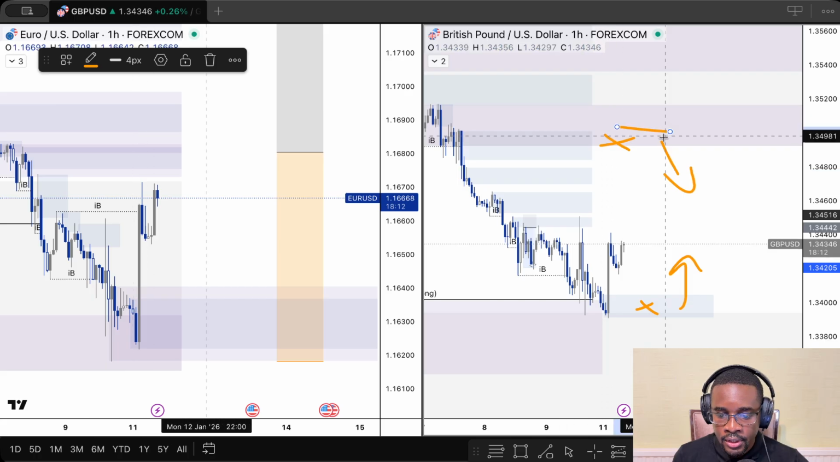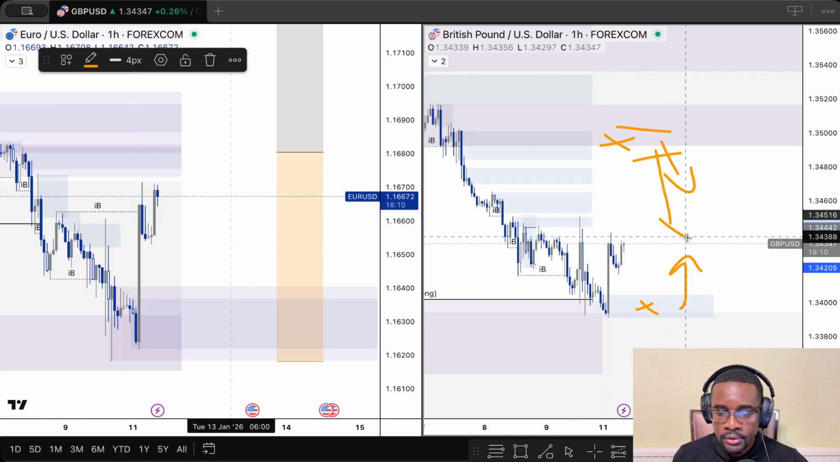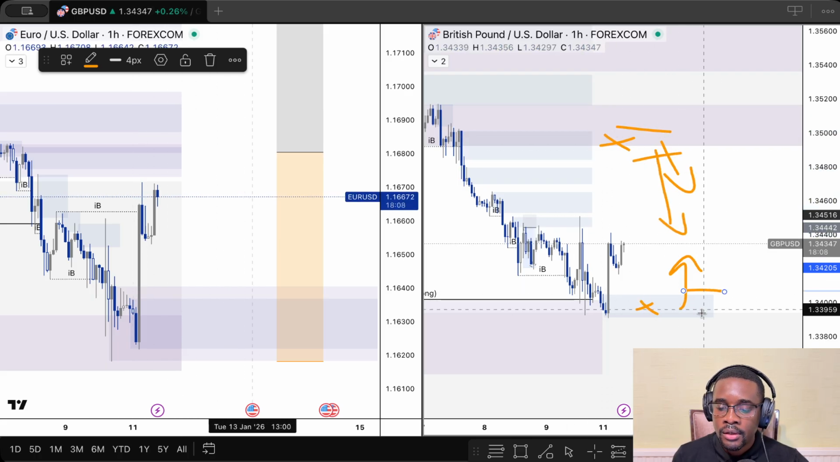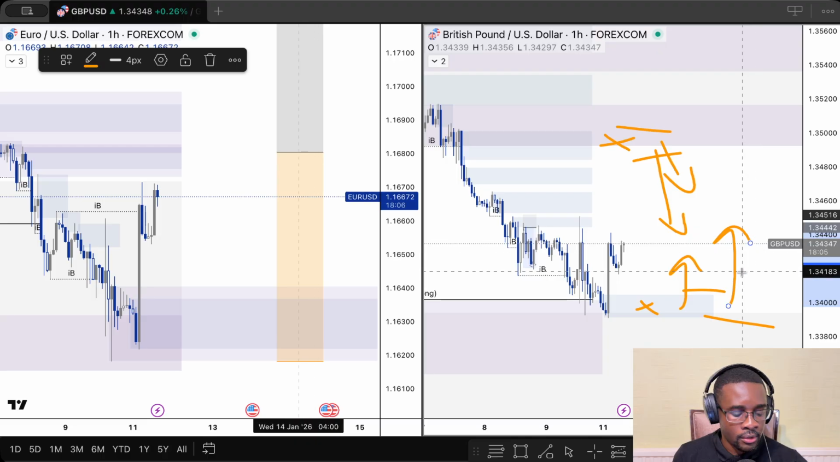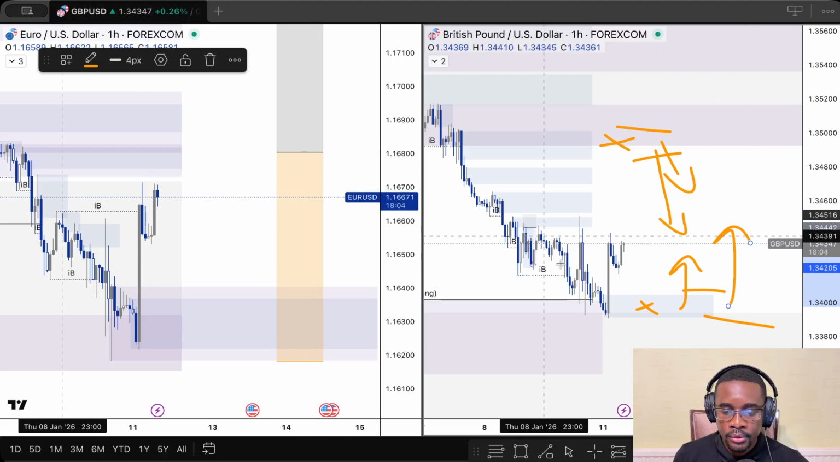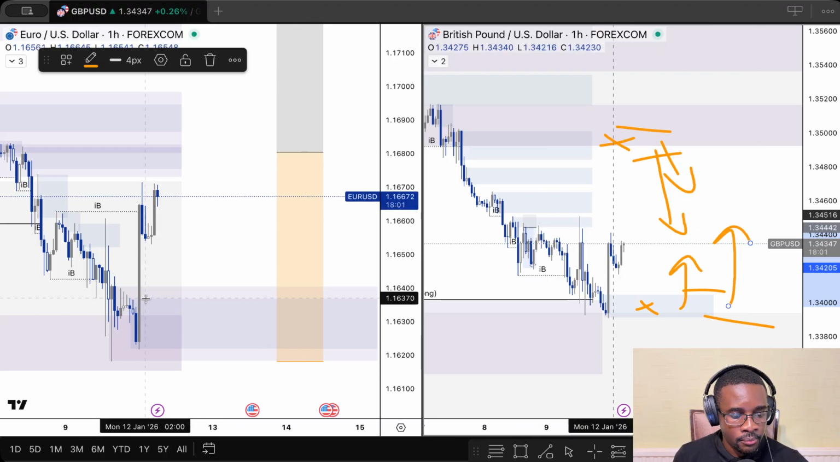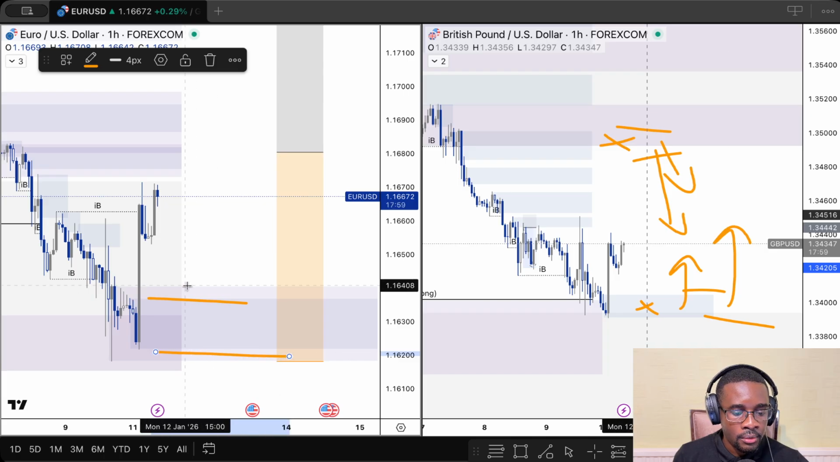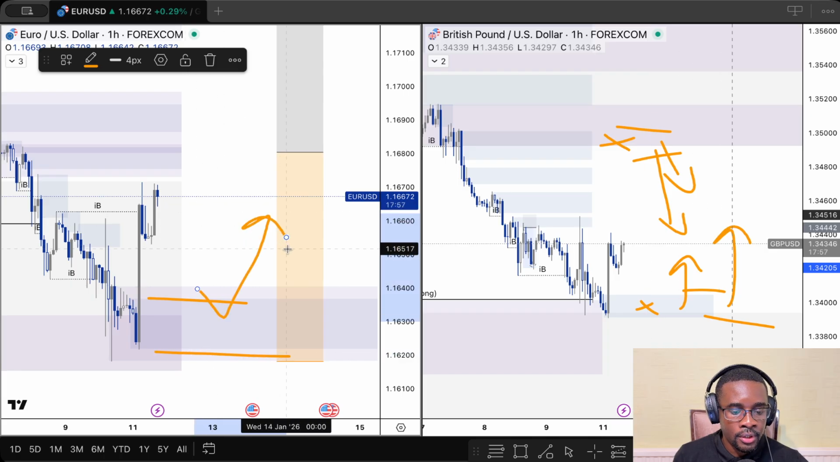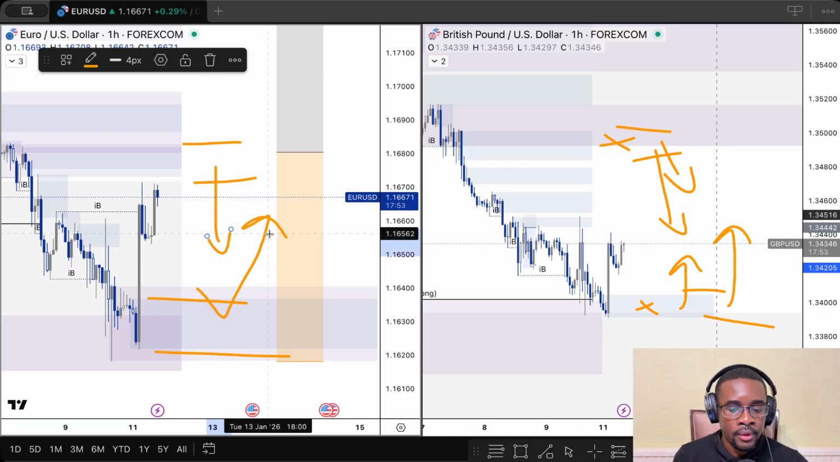So the idea is to just get quick returns, in and out, go for 2R, in and out, go for 2R, and then you get your profits. And then same here on the Euro USD, you get your entries, you get your 2Rs up there, and you get your 2Rs down there. So other than that, I think this is good for us.